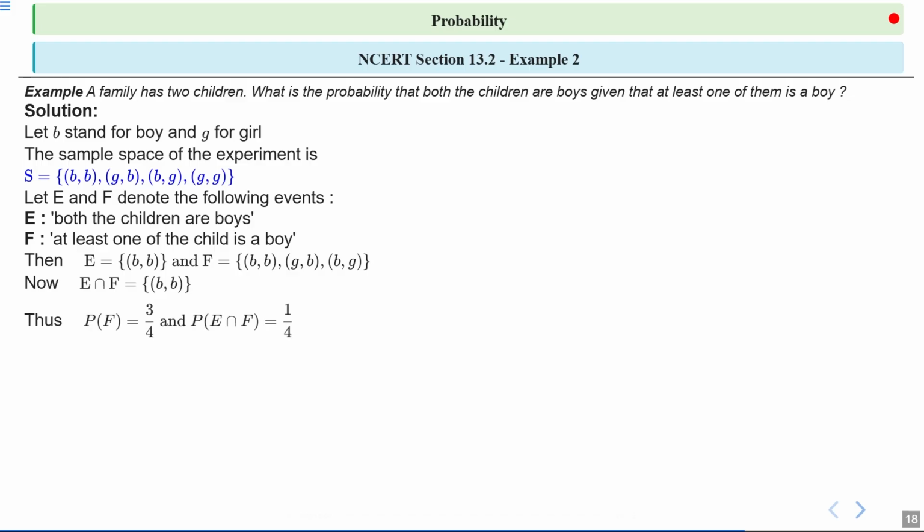Thus probability of F will be equal to 3 upon 4 and probability of E intersection F will be equal to 1 upon 4, right? Therefore, probability of E upon F will be equal to probability of E intersection F upon probability of F, which is equal to 1 upon 4 upon 3 upon 4, which is equal to 1 upon 3. So 1 upon 3 is the right answer, okay?